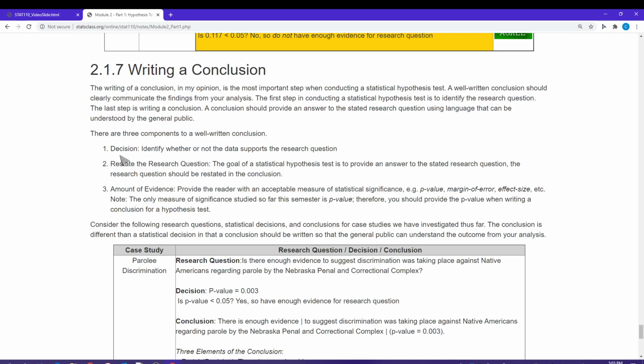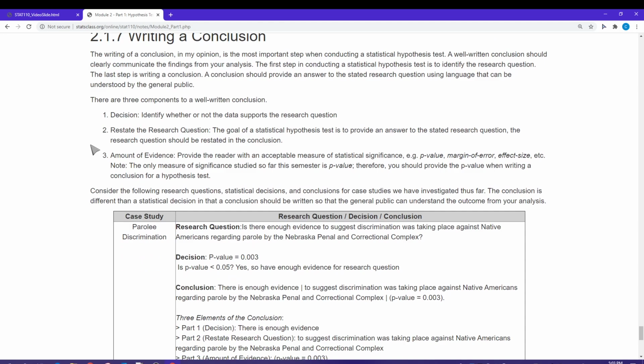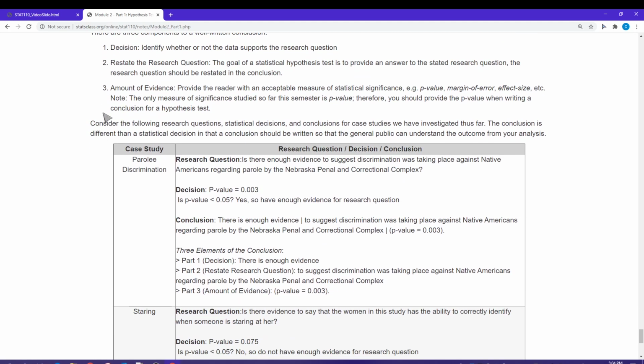There's three components that I'm going to be looking for when judging whether or not a conclusion is well written. It needs to identify whether or not the study supports the research question, so it has to include the decision. It should restate the original research question, so it should be very clear what was being tested. And then finally, it should communicate the amount of evidence that we have for that research question.